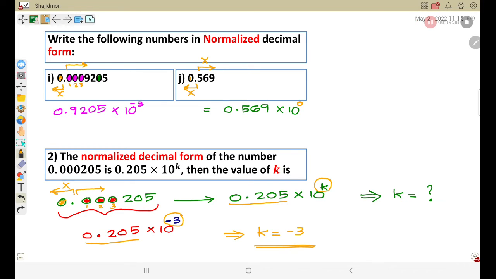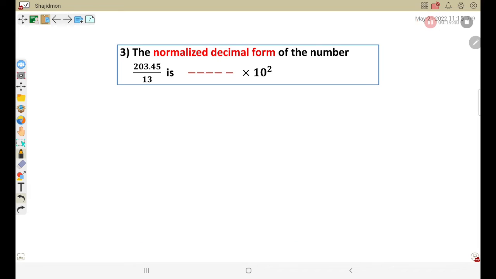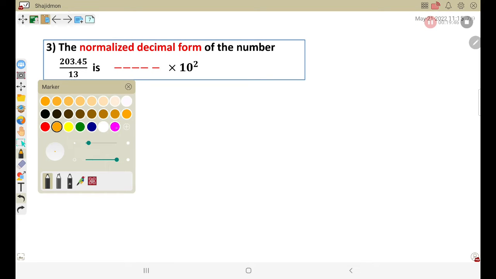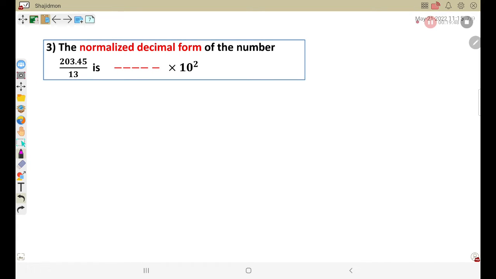Okay. Now we will go to the next one. The normalized decimal form of the number 203.45. Okay, you can check by calculator what is that number.